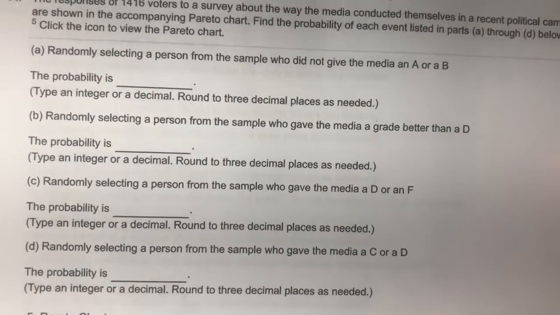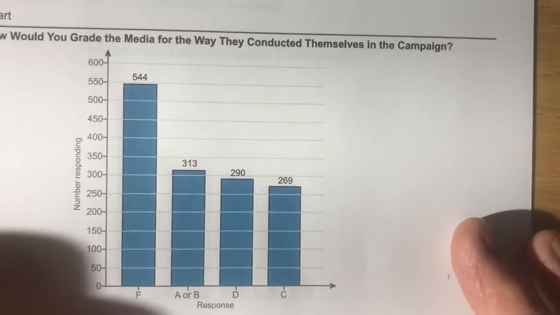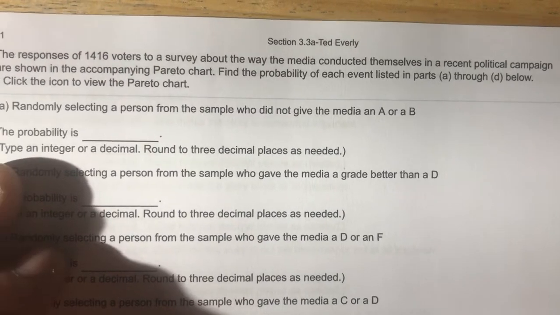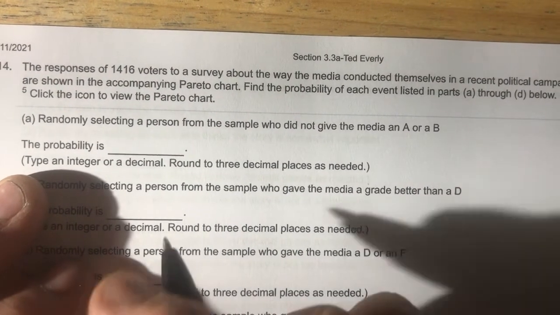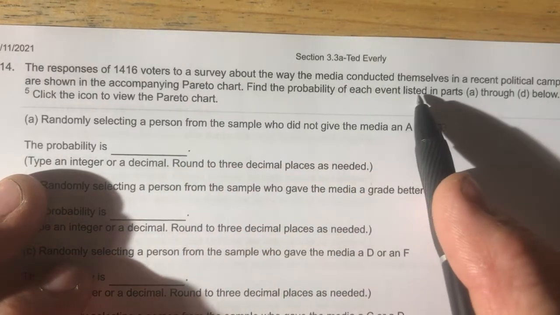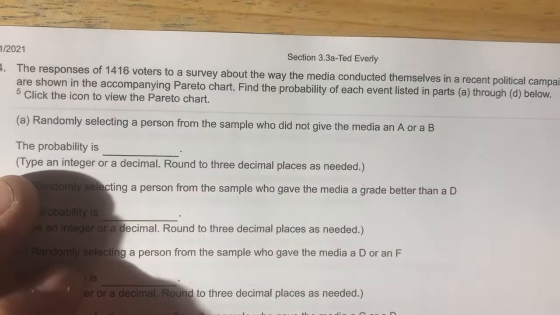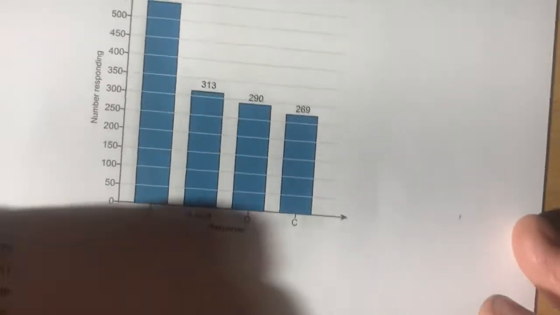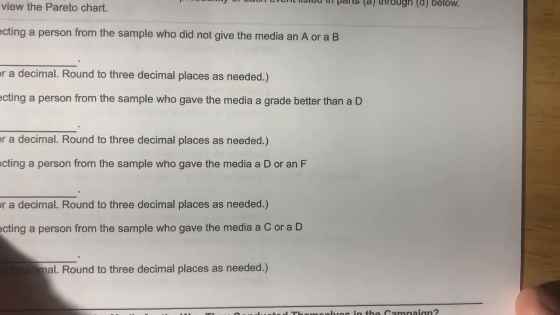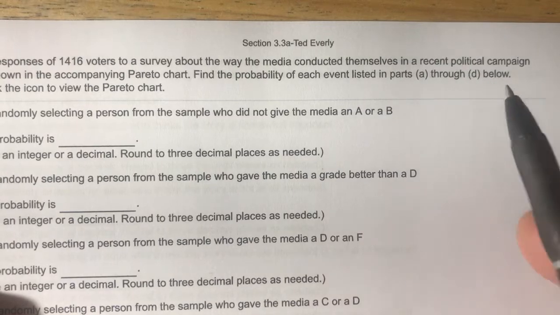Here's one, 14. It's the same type of thing, except that it's bars. Number 14 says the responses of 1,416 voters to a survey about the way the media conducted themselves in a recent political campaign are shown in the accompanying Pareto chart. This is a Pareto chart right here. See how they go down? That's what a Pareto chart does. Find the probability of each event listed in parts A through D below.